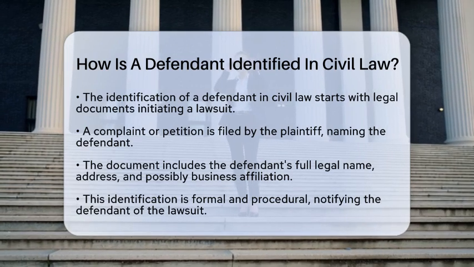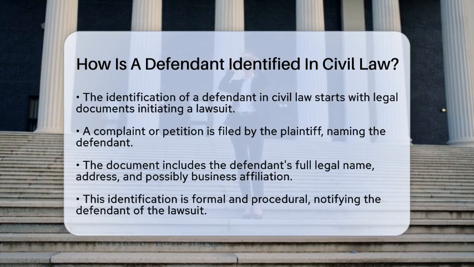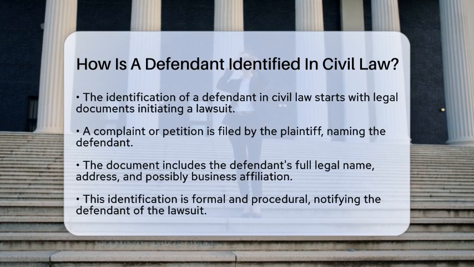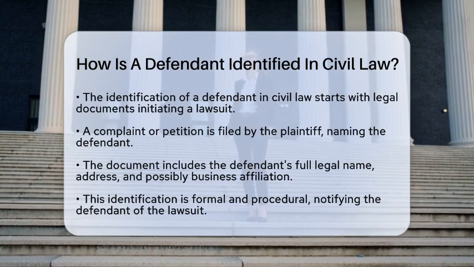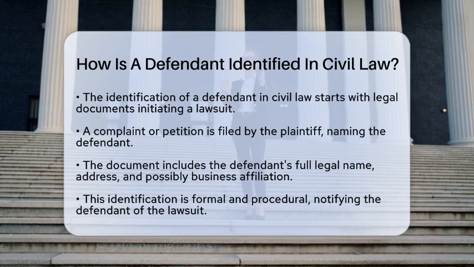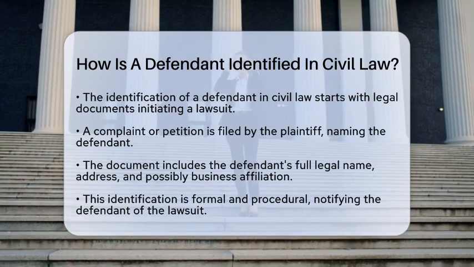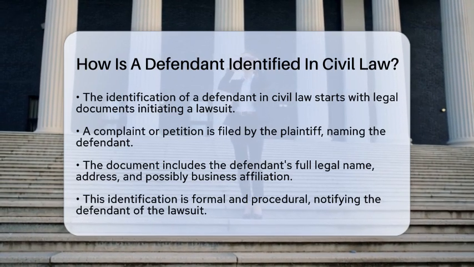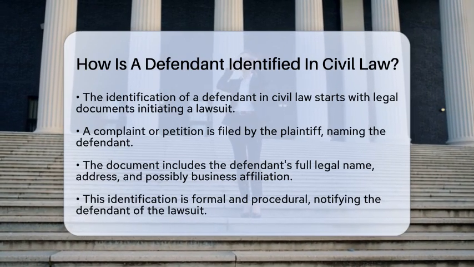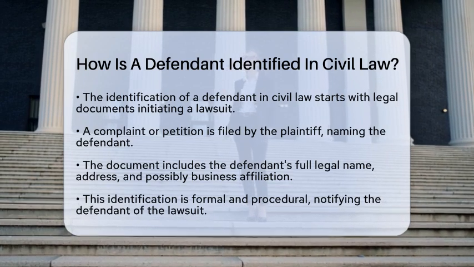In civil law, the identification of a defendant begins with the legal documents that kick off a lawsuit. This usually involves a complaint or petition filed by the plaintiff. The document specifically names the defendant and provides enough detail to distinguish them from others. This often includes the defendant's full legal name, address, and sometimes their business or organizational affiliation.